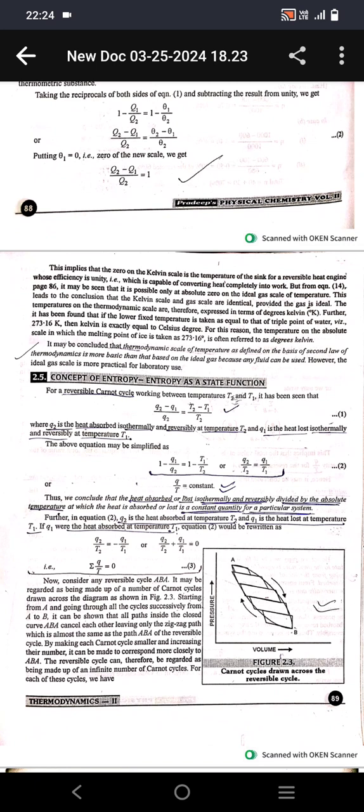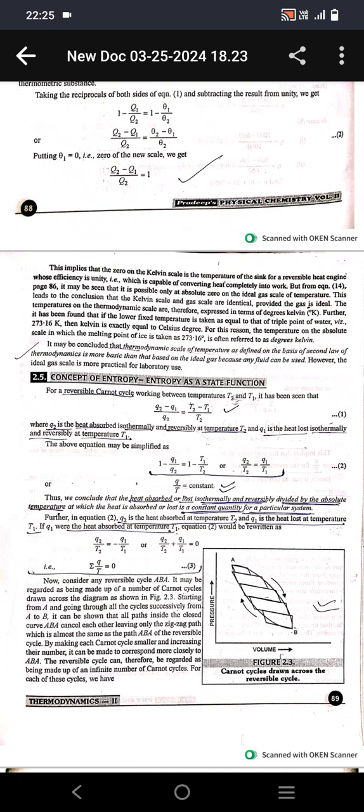Now consider any reversible cycle ABA. It may be regarded as being made up of a number of Carnot cycles drawn across the diagram as shown below. So starting from A and going through all the cycles successively from A to B, it can be shown that all paths inside the closed curve ABA cancel each other, leaving only the zigzag path, which is almost the same as the path ABA of the reversible cycle. By making each Carnot cycle smaller and increasing their number, it can be made to correspond more closely to ABA.